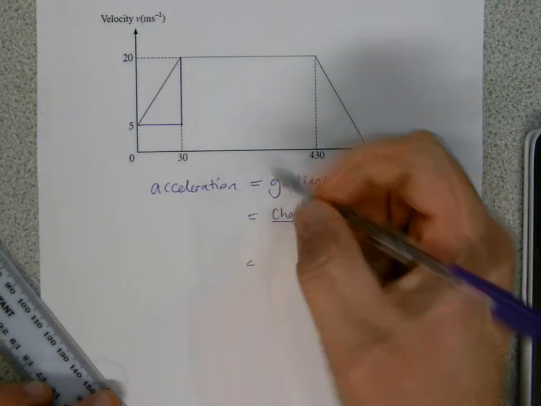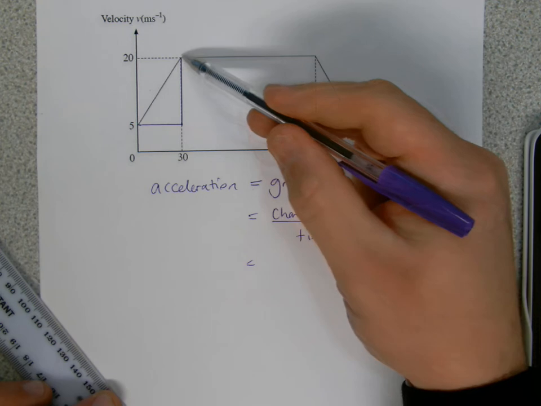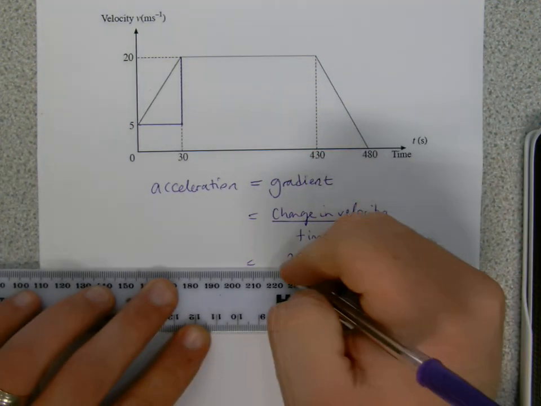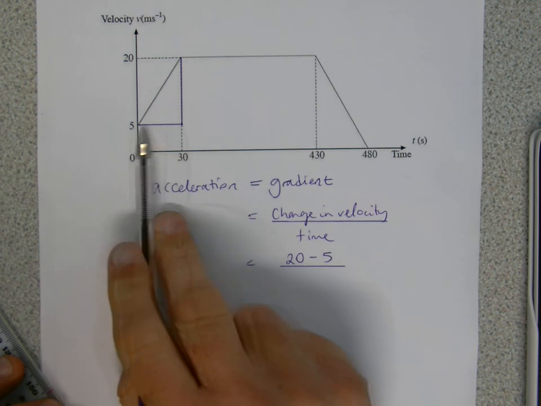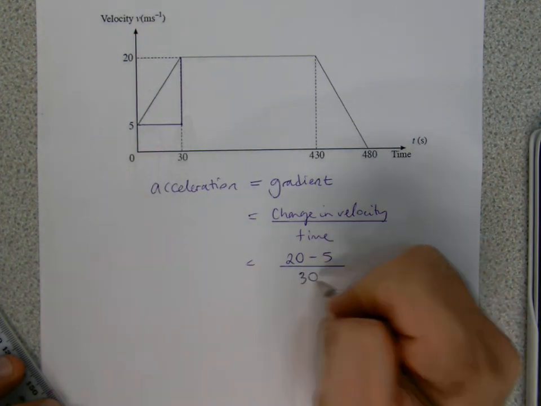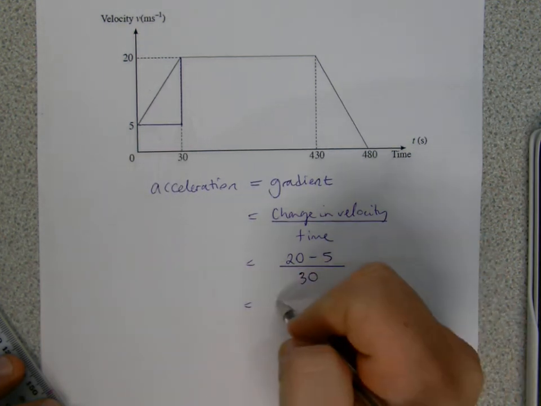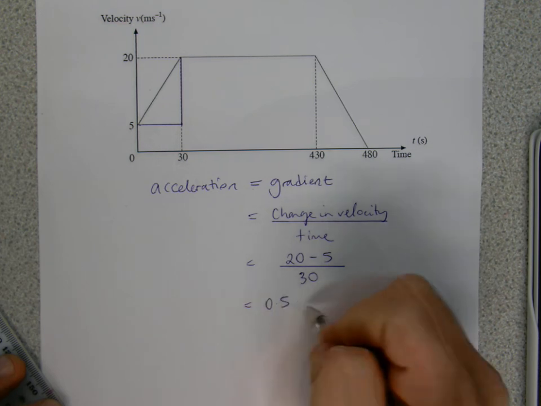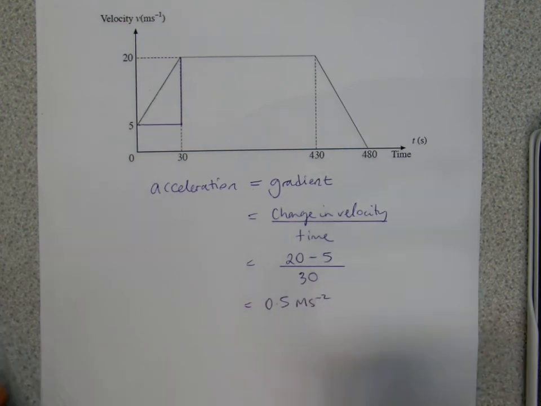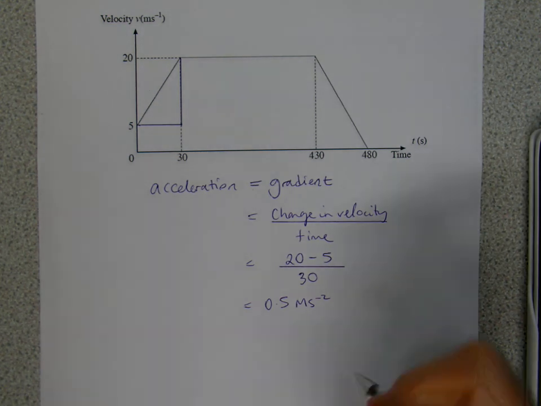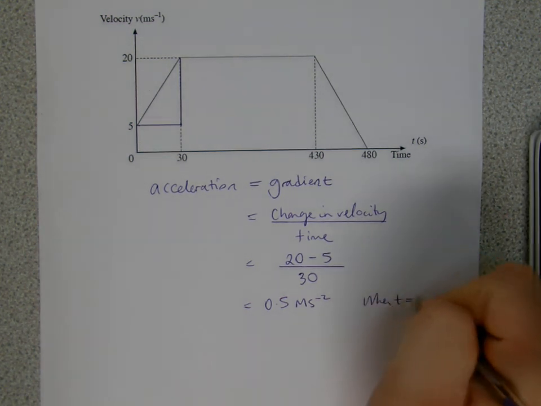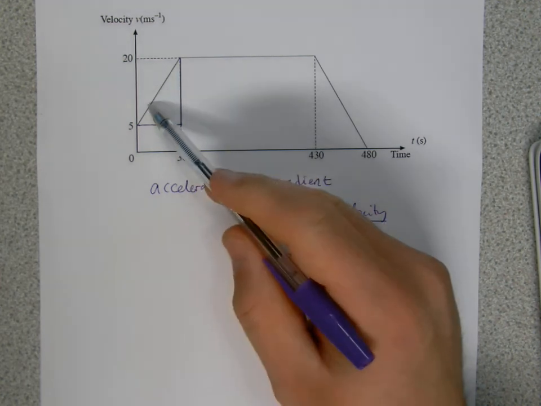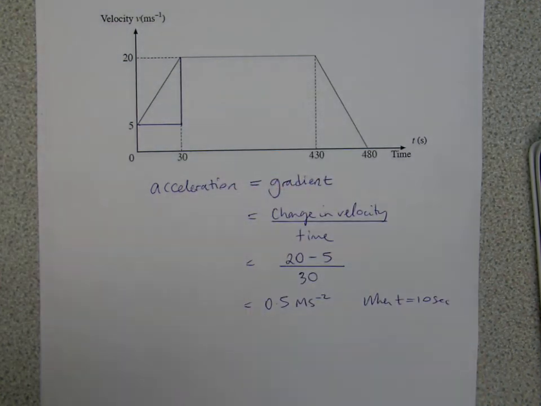So in this case, the change in velocity goes from 5 to 20, so 20 take away 5, and the time will be that component there, 30 seconds. So you type that into your calculator, you get 15 over 30, which is 0.5 meters per second squared. So that's the acceleration when t equals 10 seconds. Remember, the acceleration is the same all the way along here, so of course it's going to be the case when t equals 10.